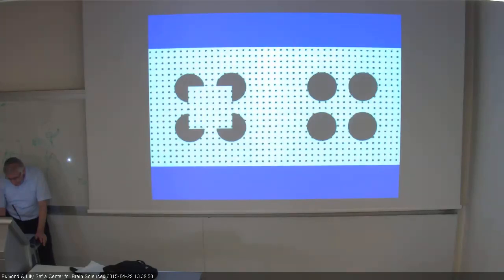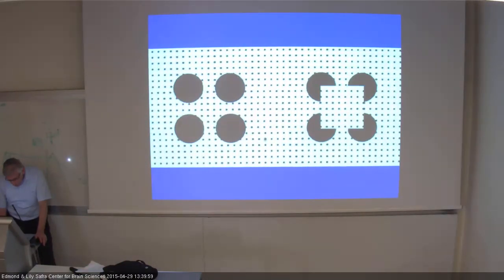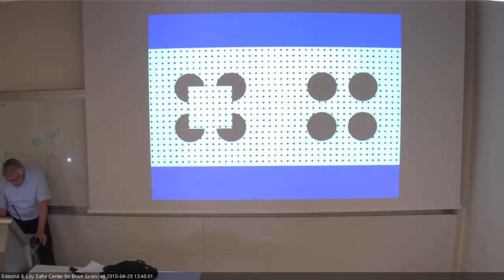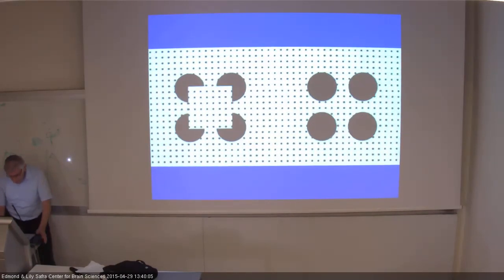Now, you can also do other games with it. What is moving here? The square, right? What square? Is there a square somewhere? There is no square. There's an imaginary, illusory square, and the illusory square is moving.